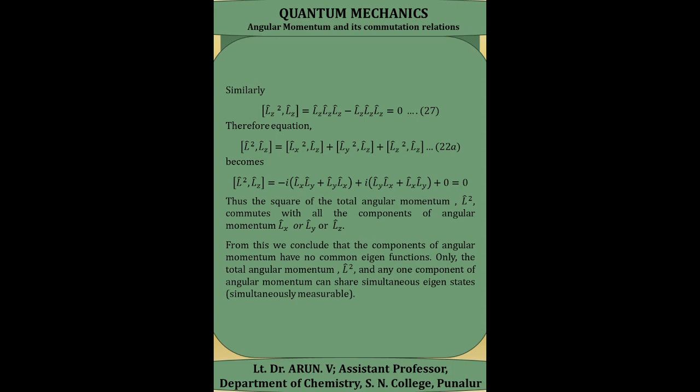From this, we can conclude that the components of angular momentum have no common eigenfunctions. Only the total angular momentum L² and any one component of the angular momentum can share a simultaneous eigenstate, or we can simultaneously measure only these values.